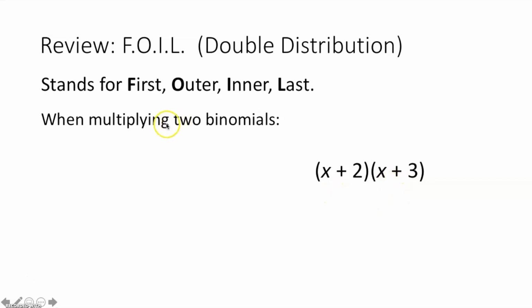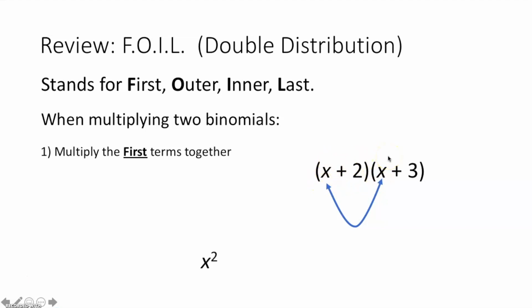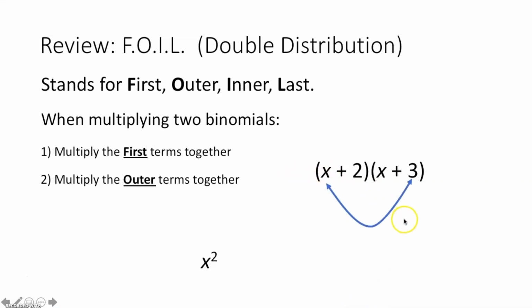When you multiply using the FOIL method, first, we multiply the first terms together. That would be the x and the x. When you multiply x times x, multiplying like bases, you add the exponents, so that becomes x squared. Then you multiply the outer terms together, the x and the 3. What's 3 times x? That's positive 3x. So you write plus 3x next to your x squared.